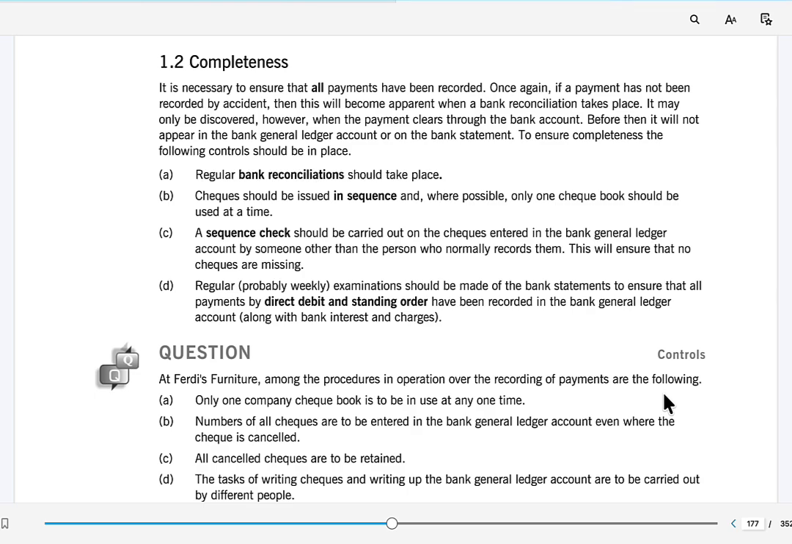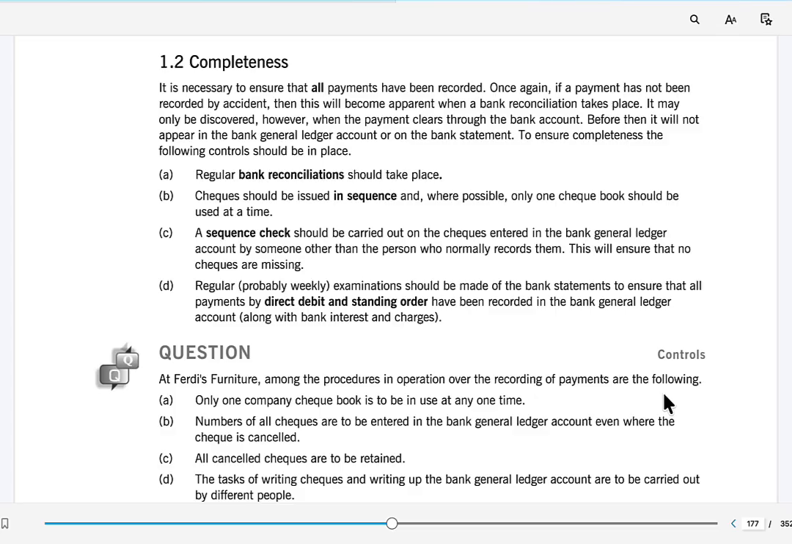How to write completeness answers in exams in a perfect way. In the exam, if you see the word completeness, you should automatically think of this structure. First, state the risk. Payments may be made but not recorded. Second, state the main control. Regular bank reconciliation. Third, add supporting controls. Checks issued in sequence. Sequential checks on check numbers. Independent checking by a different person. Regular review of bank statements for standing orders and direct debits. Fourth, explain why each control works. Because it helps identify missing payments and ensures every payment is included in the records. This is how you get full marks.